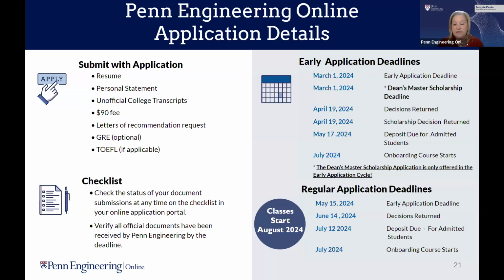You can see all of our deadlines on the right-hand side of the page. We do have an early deadline coming up on March 1st. I can't believe it's now less than a month away, but the early application deadline does include our scholarship. If you are interested in the Dean's Master's Scholarship, you must submit for the early deadline. We do not offer the Dean's Master's Scholarship for the regular decision deadline. It's only offered in the early decision deadline. So you can see all of the dates there, and this would be for classes starting in August 2024.